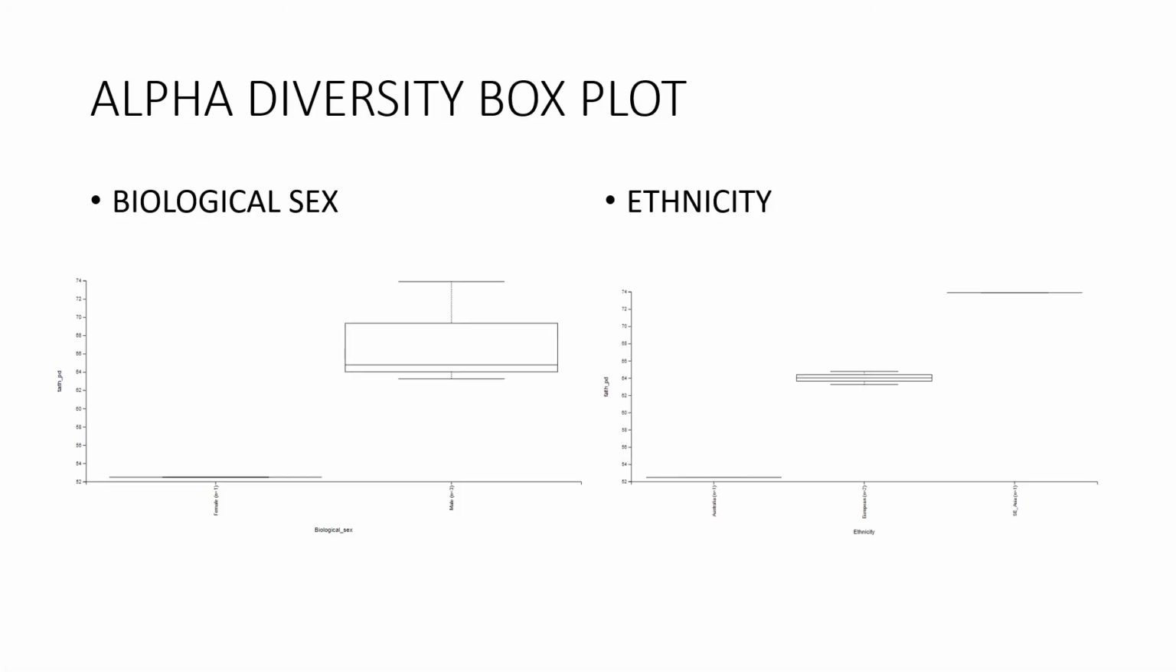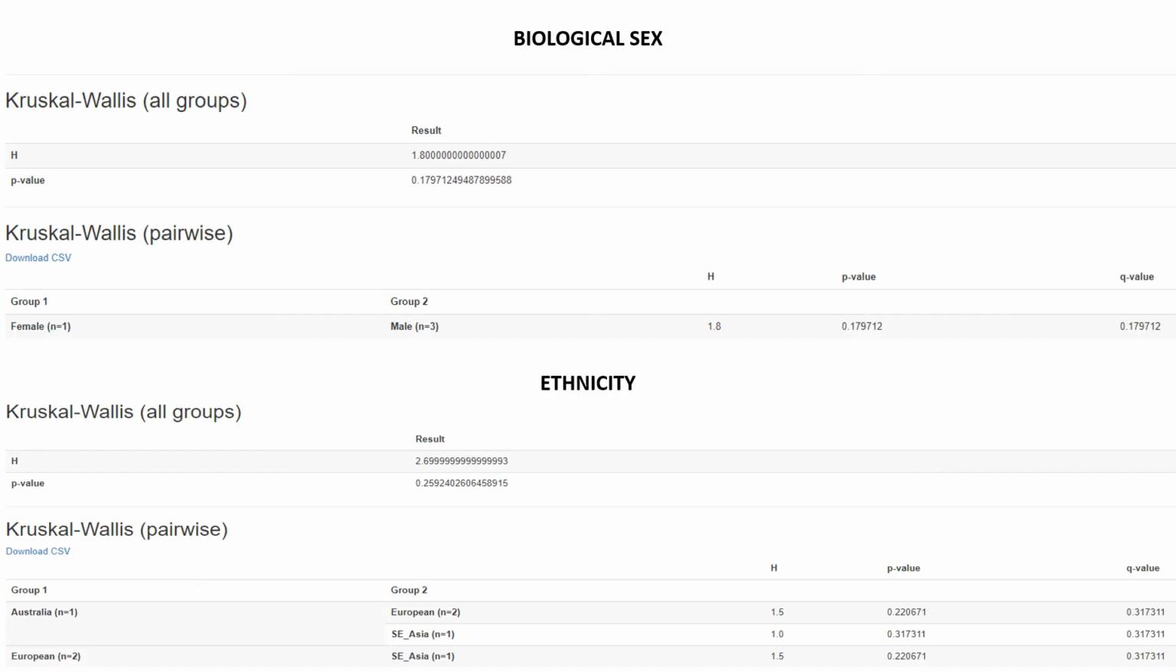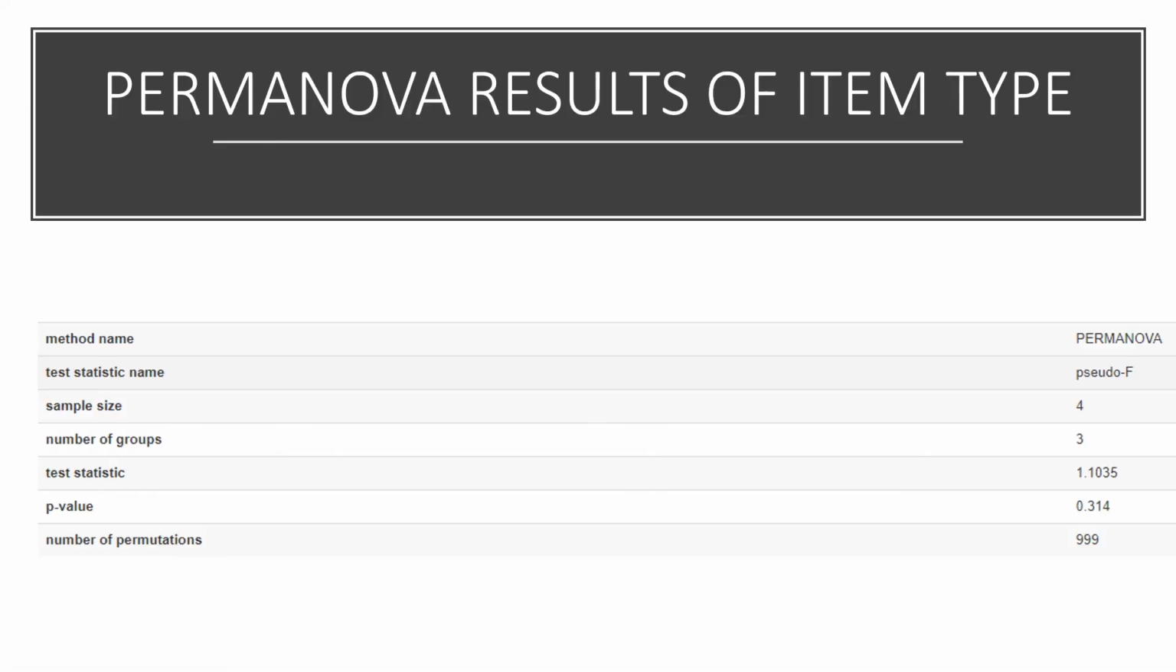And again, the same thing is done for biological sex and ethnicities with the box plot and the p-values, and you can see that the p-value for biological sex is only 0.17 as compared to ethnicity at 0.25, which is greater, I understand, but again the p-value is too large to be significant for hypothesis testing.